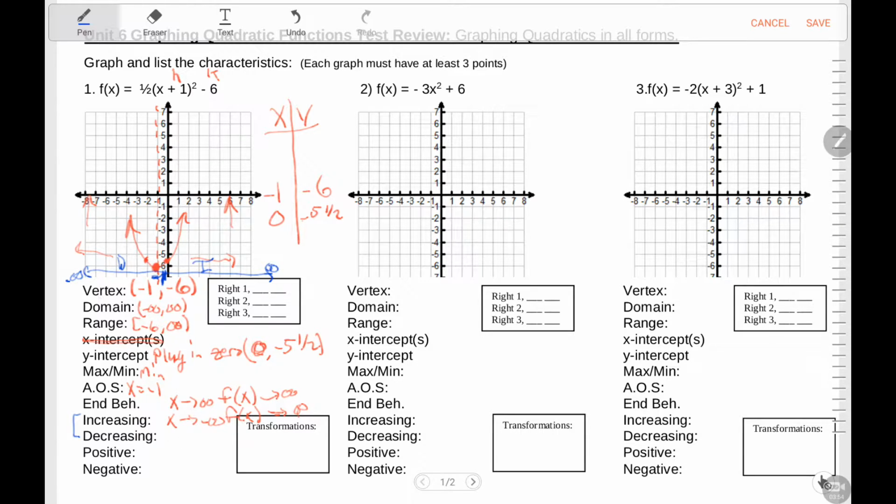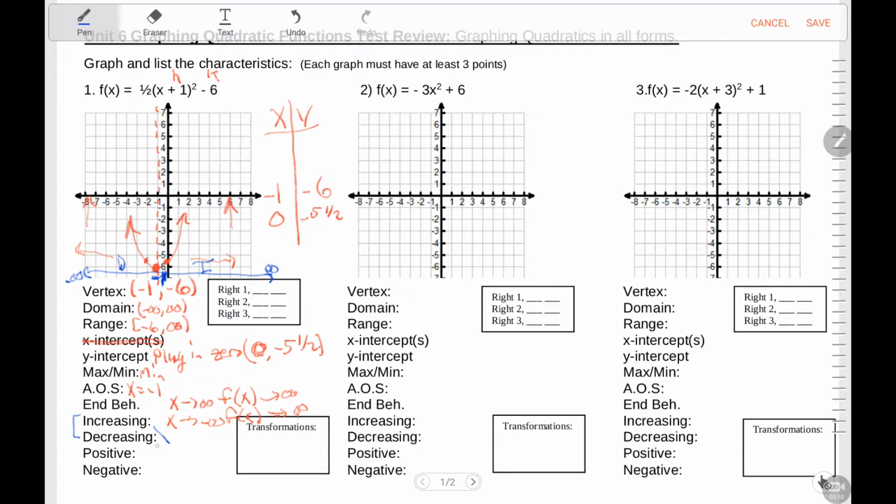So our increasing interval, I'm actually going to write these down here, is from negative 1 to infinity. And our decreasing interval is from negative infinity to negative 1 on the left side. And that's all you have to do for that one.